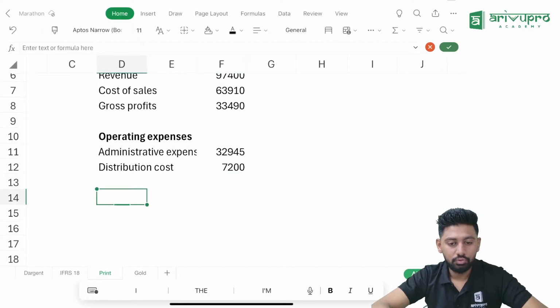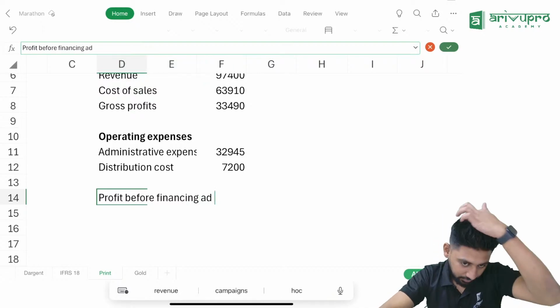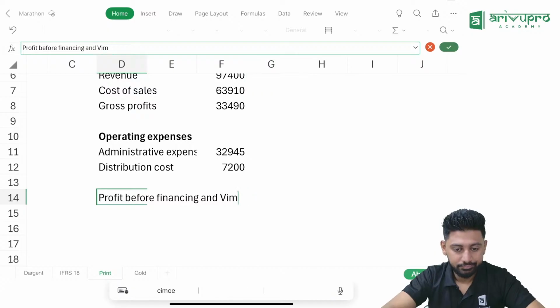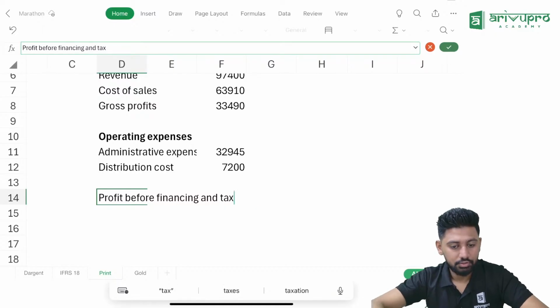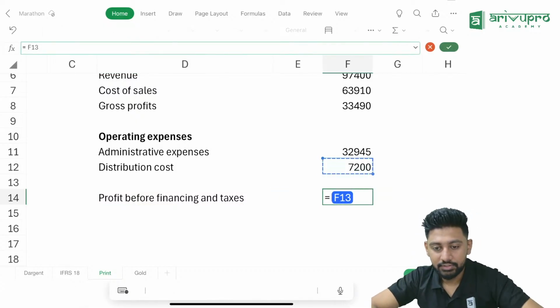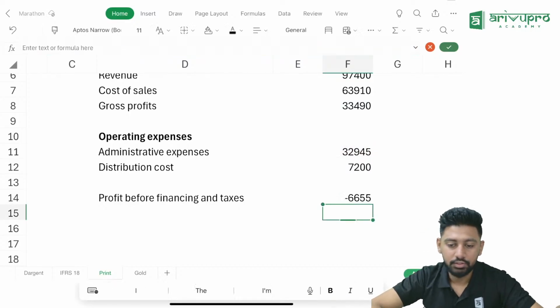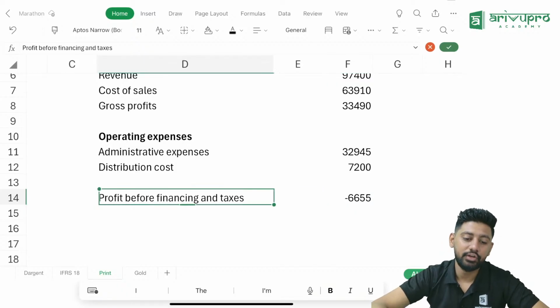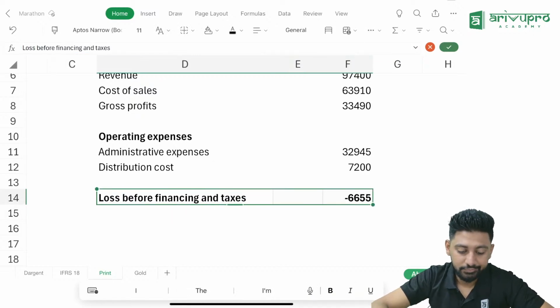So, profit before financing and income taxes. So basically, I'll take my 33,490 minus 32,945 minus 7,200. Gives me a loss of 6655. So I don't have a profit. Instead, I have a loss. Are we clear? Yes, sir.